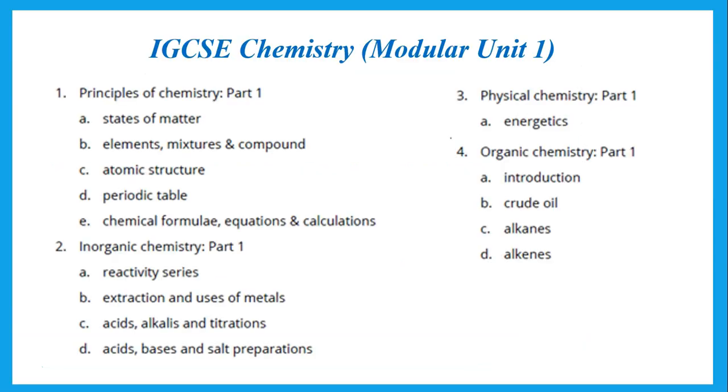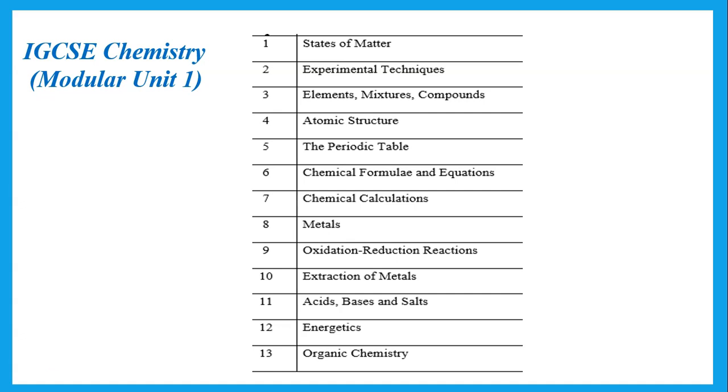So according to the new syllabus, the Modular Unit 1 includes all of these: states of matter, elements, mixtures, compounds, atomic structure, periodic table, chemical formula and equations and calculations, reactivity series of metals, extraction of metals, acids and bases, salt preparation, energetics. Organic chemistry in this first unit includes only alkanes, alkenes, and fuel or crude oil. So these are the topics that will be included in the paper on Modular Unit 1.